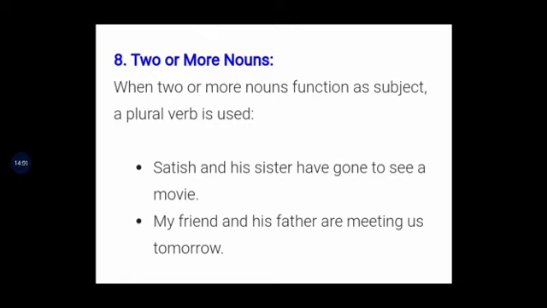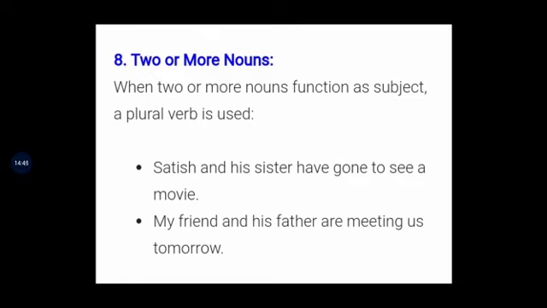So here what is the subject? Satish and his sister is the subject. Whenever the subject is made of two nouns or more than two nouns, we take the plural form of the verb. Here Satish is one subject and his sister is another subject. We cannot say Satish and his sister has, because Satish and his sister is a plural subject. So we need to take the plural form of the verb. Satish and his sister have gone to see a movie.